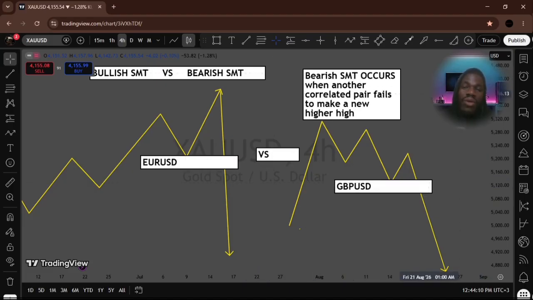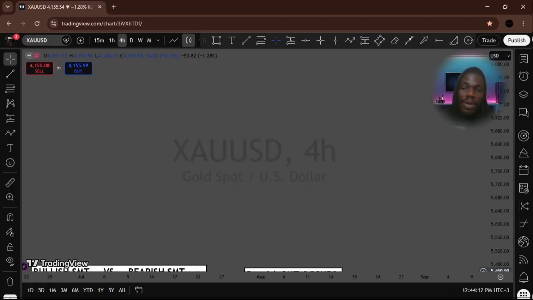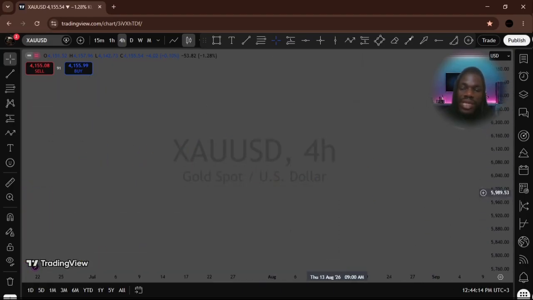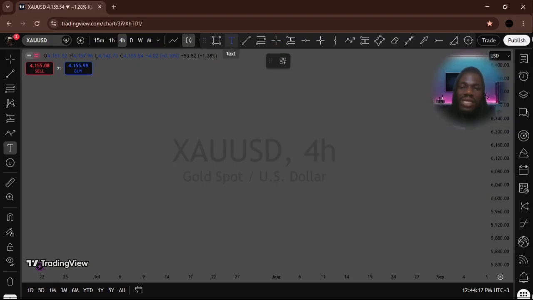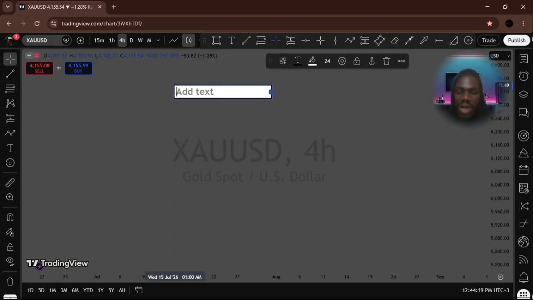All right, now let's take a look at a bullish SMT. How does a bullish SMT divergence occur?